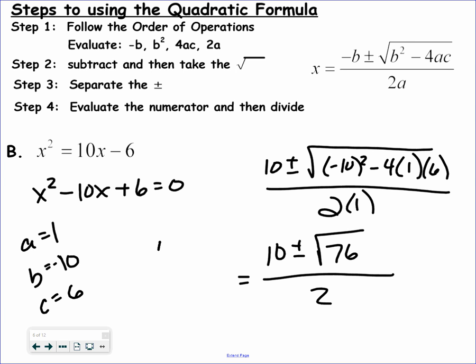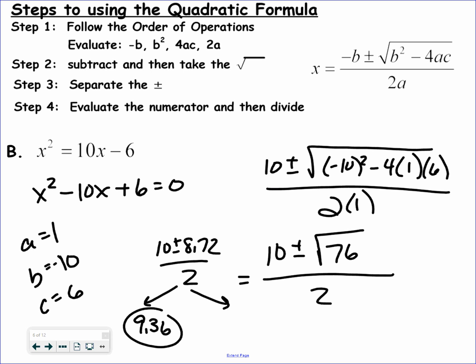So I got 10 plus and minus 8.72 divided by 2. So again, I am still going to have to do two problems here. Separately, 10 plus 8.72, and divide it by 2, and get 9.36. 10 minus 8.72, and divide it by 2, and get 0.64. So again, this is not factorable.